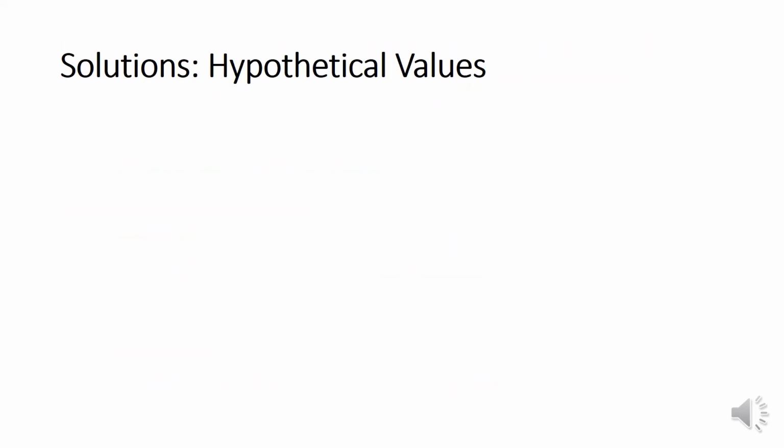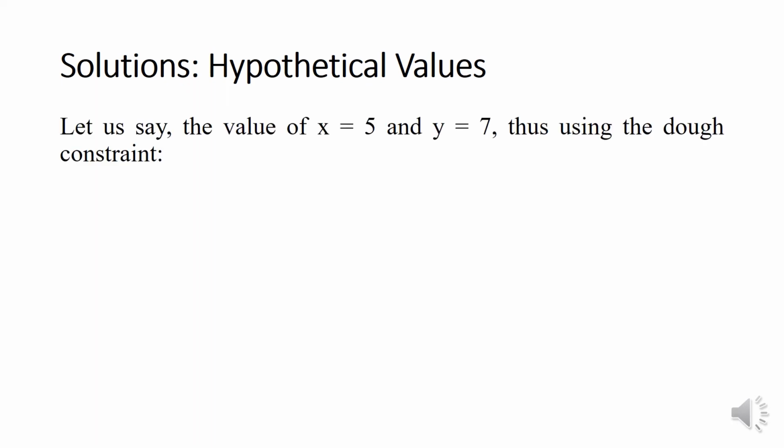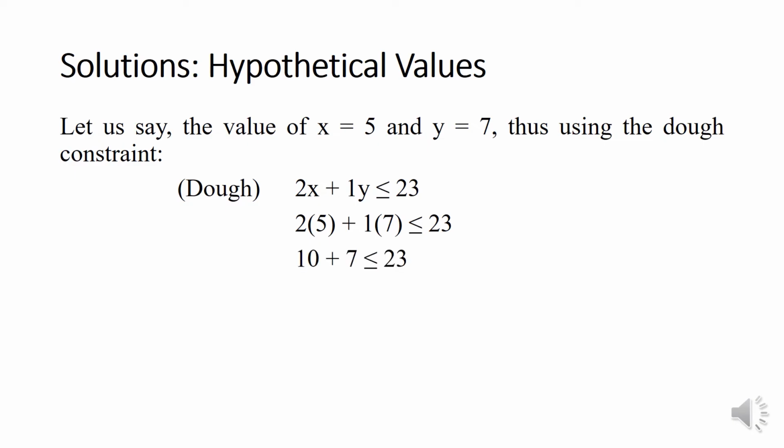So this is now the entire linear programming model for our problem. After we have determined the model for linear programming, let's assume hypothetical values. Let us say that the value of x, or the pizza, is 5 and the value of y is 7. Let's use the dough constraint. Our dough constraint is 2x plus 1y is equal or lesser than 23. So we have 2 times 5 plus 1 times 7 is lesser than or equal to 23. So 17 is equal to or lesser than 23, which is actually correct, because 17 is lesser than 23.